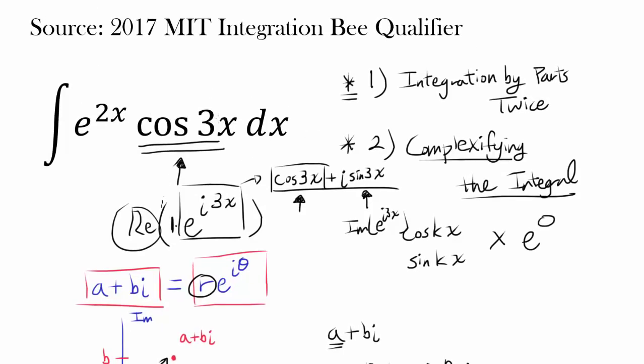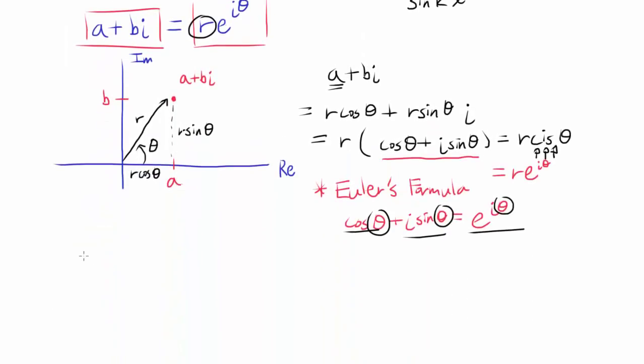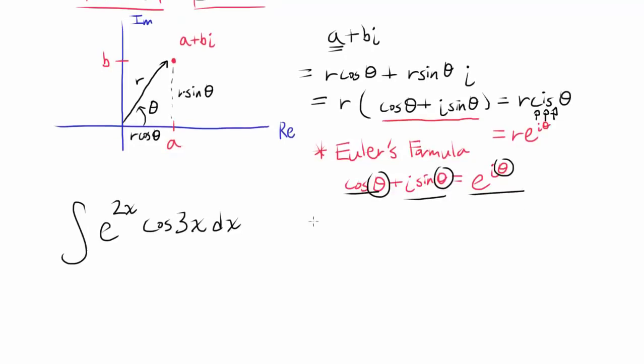So let's think about this. We know cosine of 3x is the real part of this. So let's try writing this entire integral. Let me write down the integral: e to the 2x times cosine of 3x dx. And we know cosine of 3x is the real part of e to the i3x.